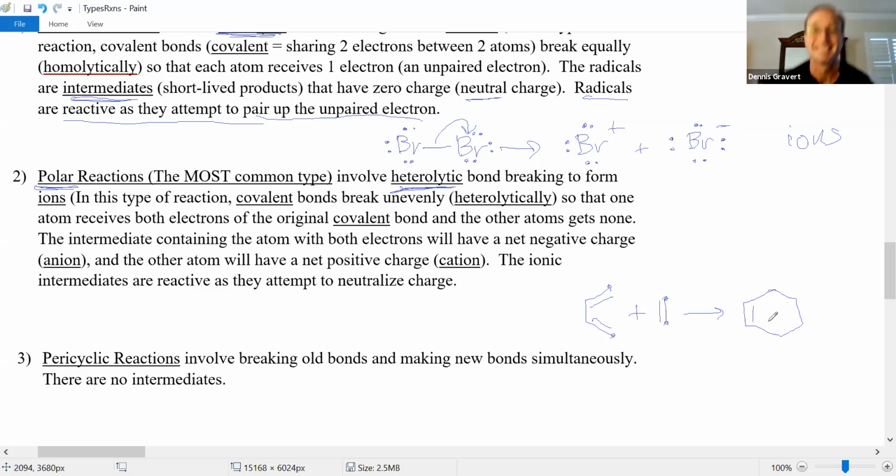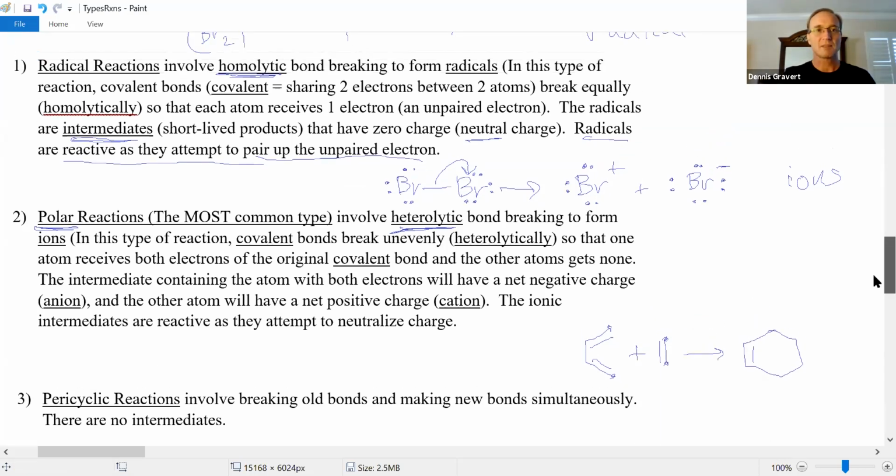It's really cool. All right, so the second classification method has 3 categories. Radical reactions, number 1, polar reactions, number 2, and pericyclic reactions, number 3.